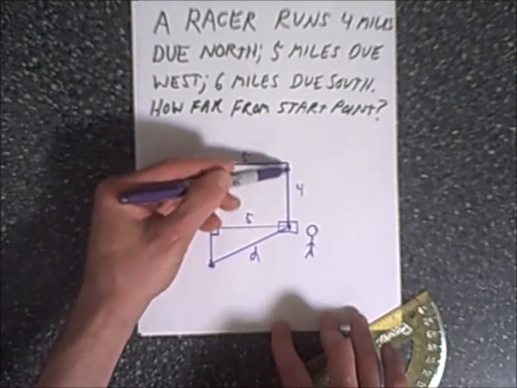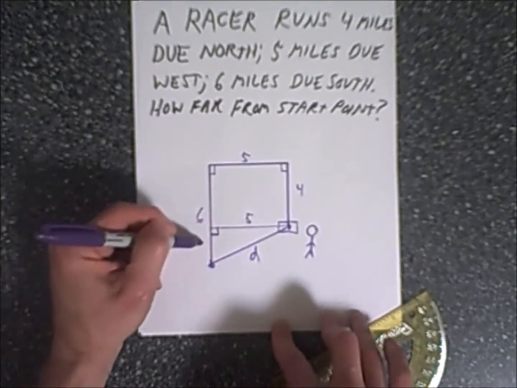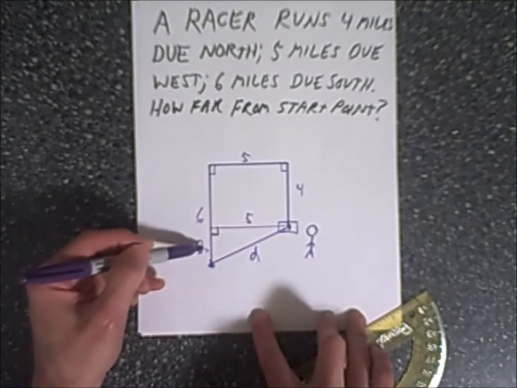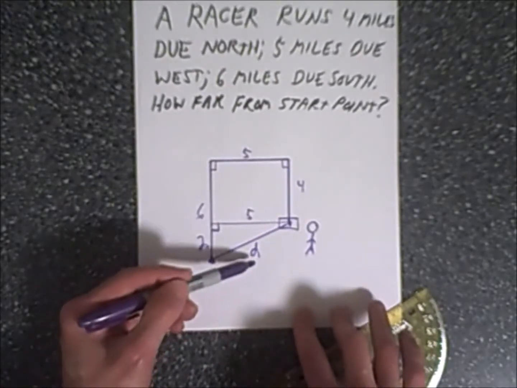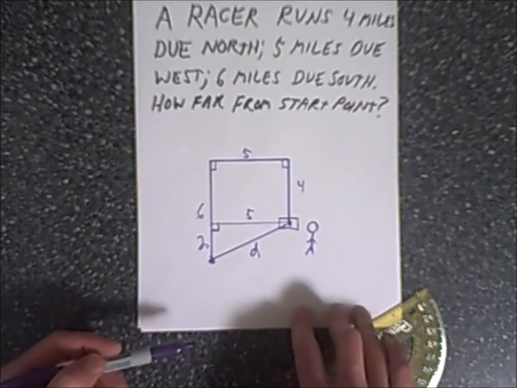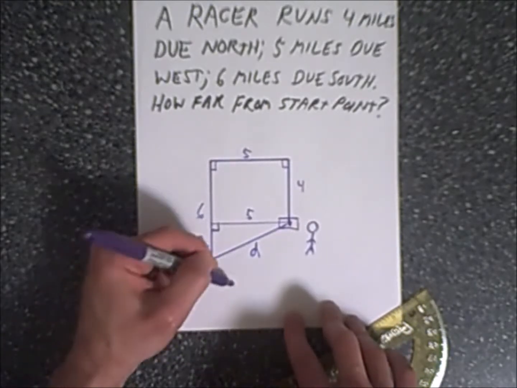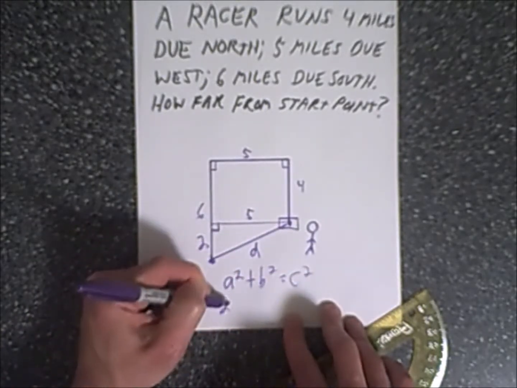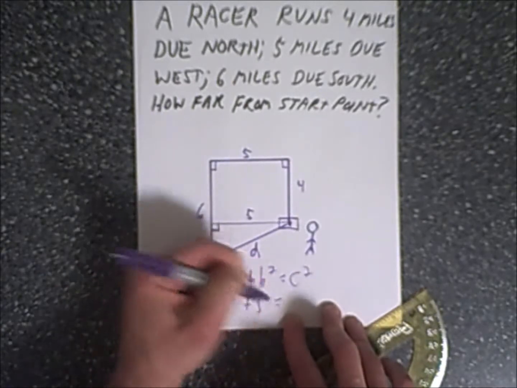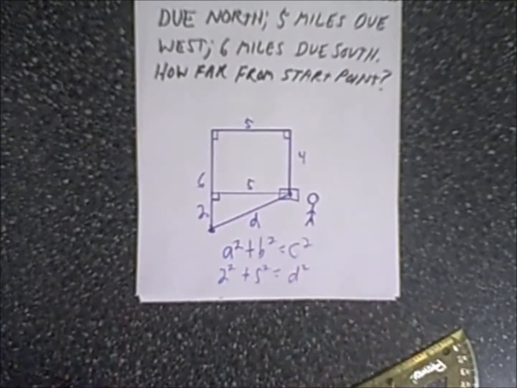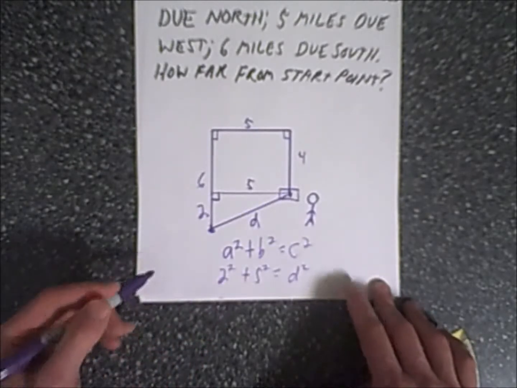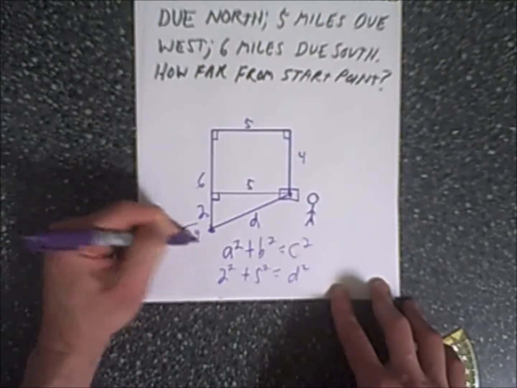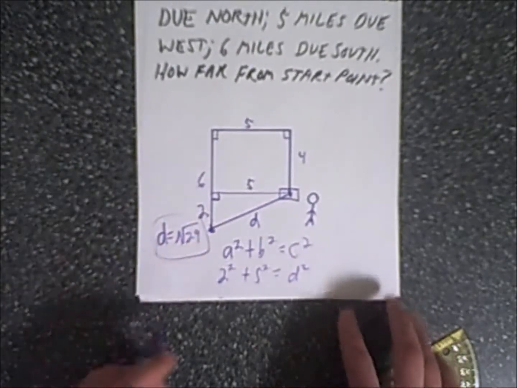And then finally, what's the distance from here to here? Well, we know that from here to here is 4. Here to here is 4. Therefore, this must be 2. So we have ourselves a right triangle where 2 and 5 are the legs, and the distance is the hypotenuse. And we will simply use the Pythagorean theorem, which is a squared plus b squared equals c squared. And in this case, it is 2 squared plus 5 squared equals d squared. And lastly, 4 plus 25 is 29. Therefore, d is equal to the square root of 29. And that is the distance back to the starting point.